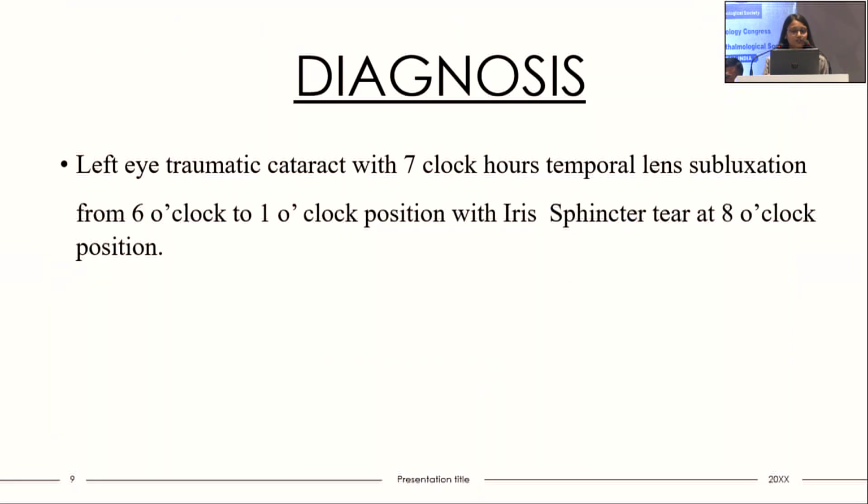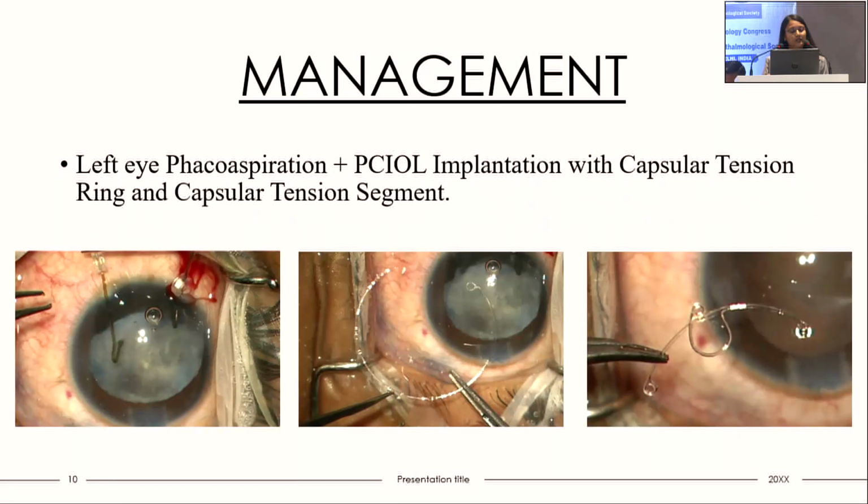Diagnosis of a left eye traumatic cataract with 7 clock hours of temporal lens subluxation from 6 o'clock to 1 o'clock position with iris sphincter tear at 8 o'clock position was made. The patient was planned for left eye phacoaspiration with PCIOL implantation with capsular tension ring and capsular tension segment.